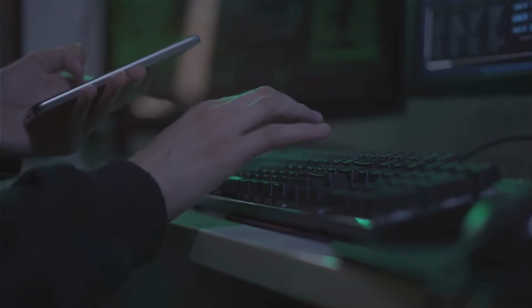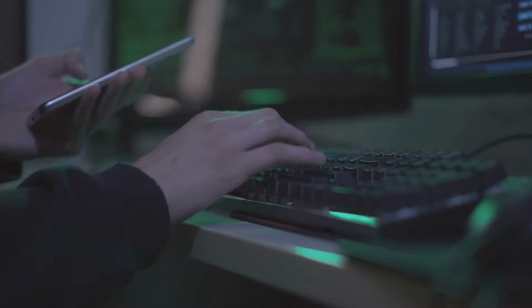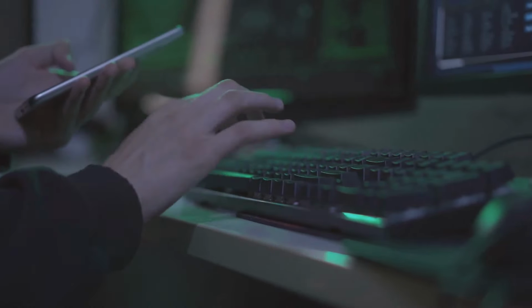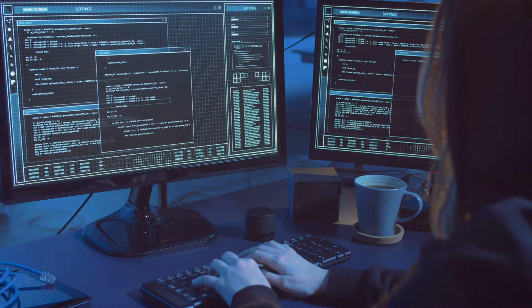Let's delve deeper into some of these threats that put endpoint security at risk. One of the most common culprits is malware. This malicious software is designed to cause harm to your systems. It's like a burglar sneaking into your digital house when you least expect it.